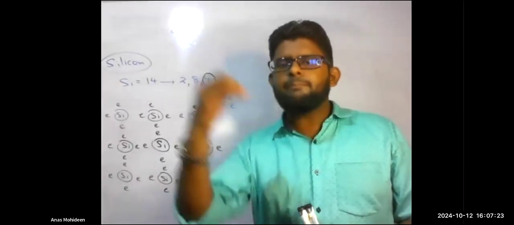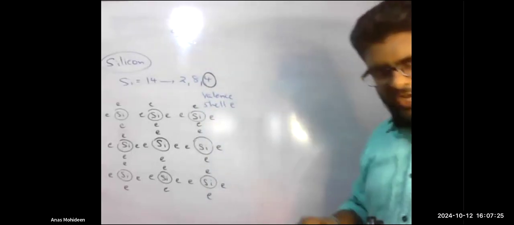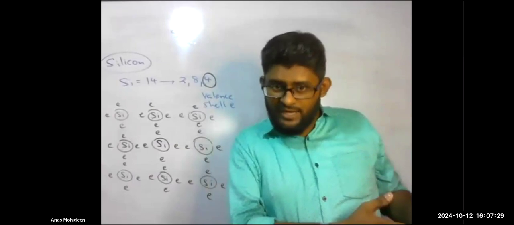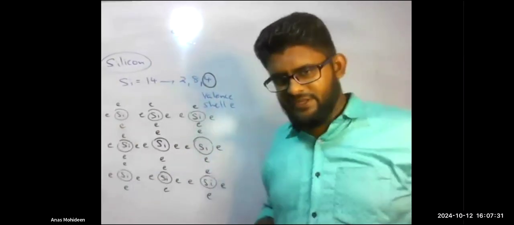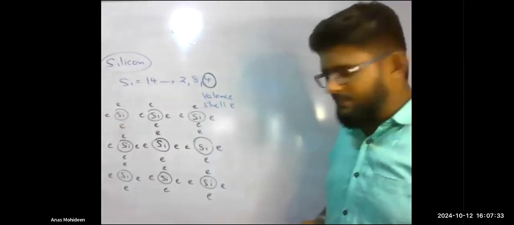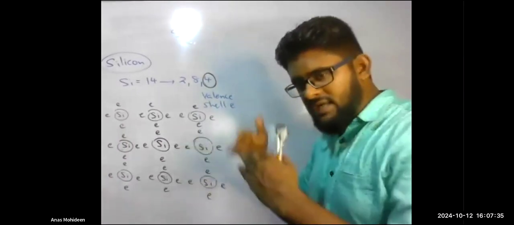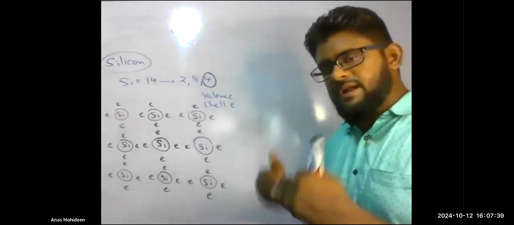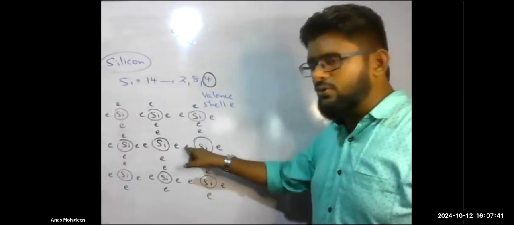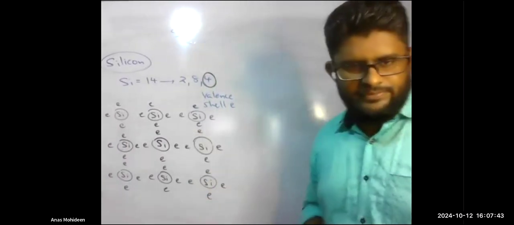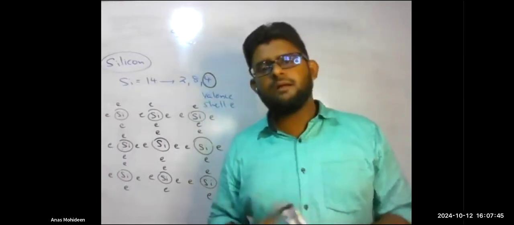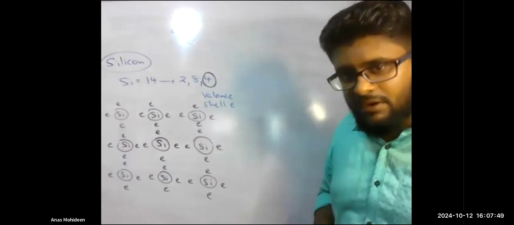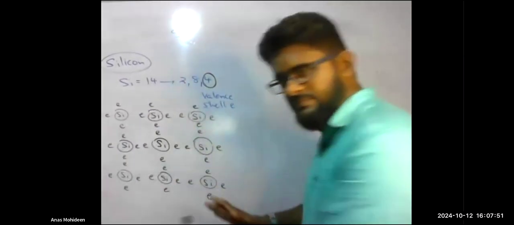Even a small temperature change you do, you increase the temperature. I told you at 0 Kelvin. From 0 Kelvin, when you increase the temperature, what happens? The bonds will be broken. When the bonds become weaker, electrons have the ability to come out. So some electrons come out. Now you see, this is the origin.